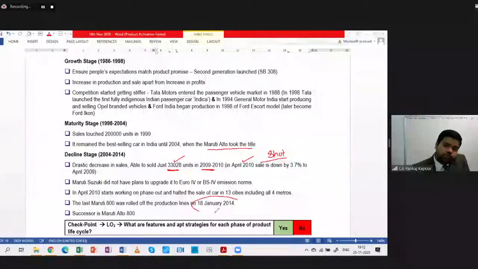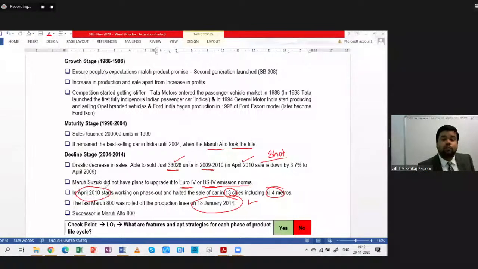And on the 18th of January 2014, the last car was rolled out from the assembly line, and finally they stopped the production, and they didn't move to the Bharat Stage 4 emission norm or the Euro 4 emission norm. Although, if they wished, they could have extended the life of the Maruti by moving to an advanced version, by changing the engine, they decided that they would not sell. Why so? Because they understood that there is no craze to buy this car. And it's not only 2014 when they stopped the sale. Even in the top 13 cities, which include the 4 metros, they stopped selling the car in April 2010 itself.